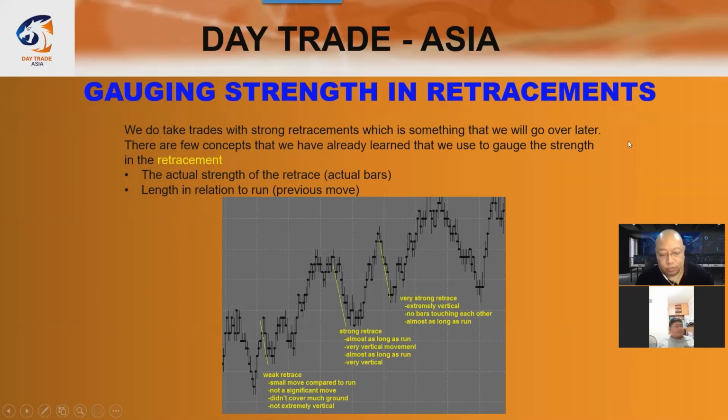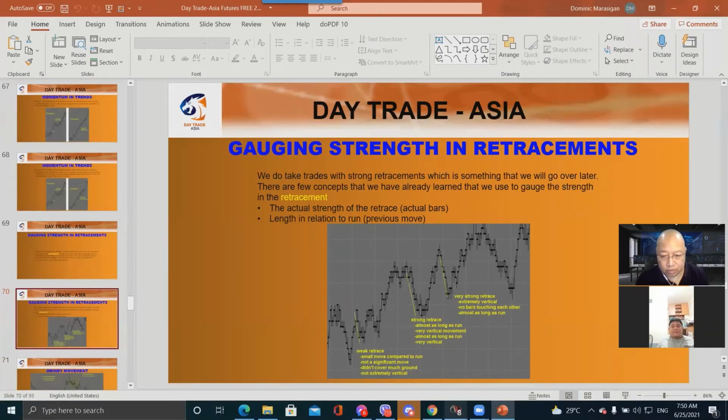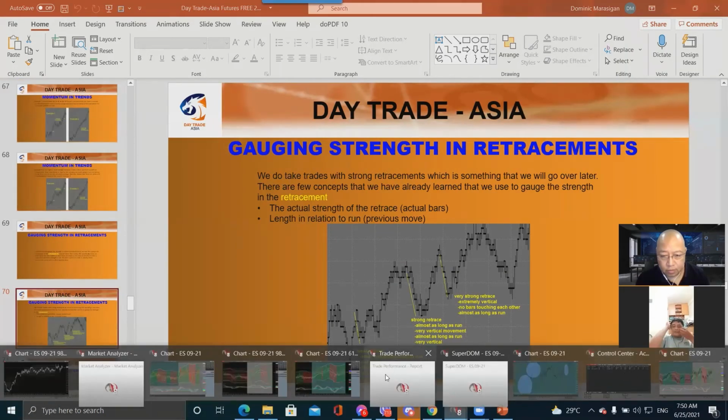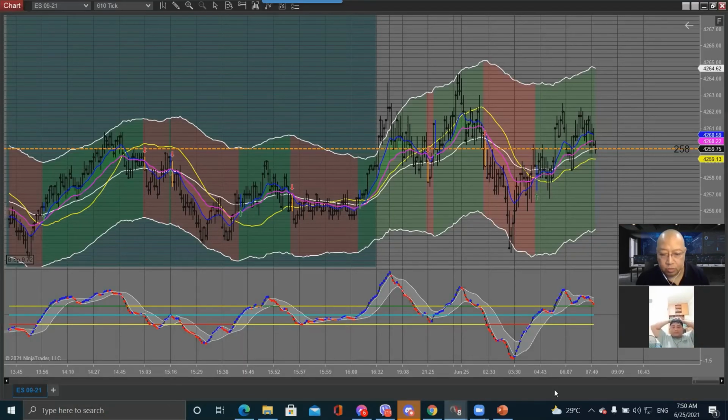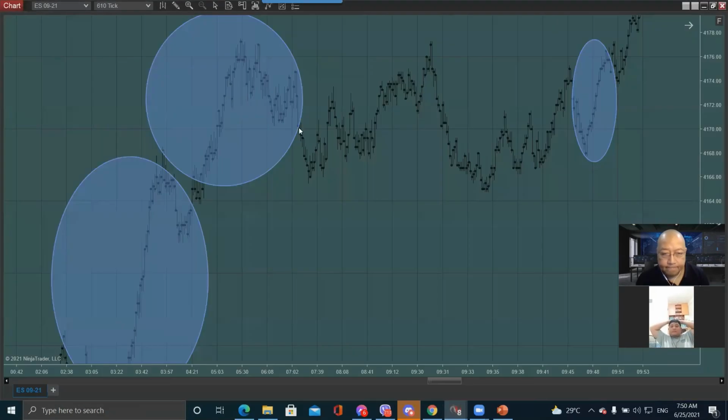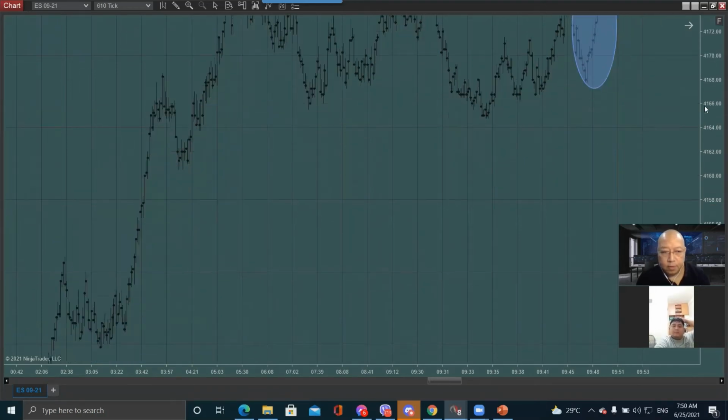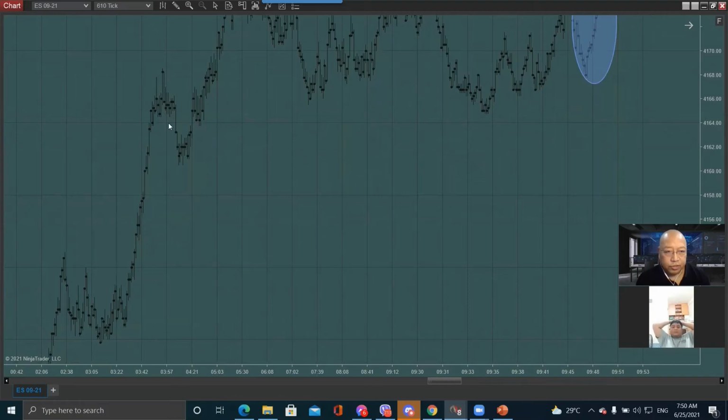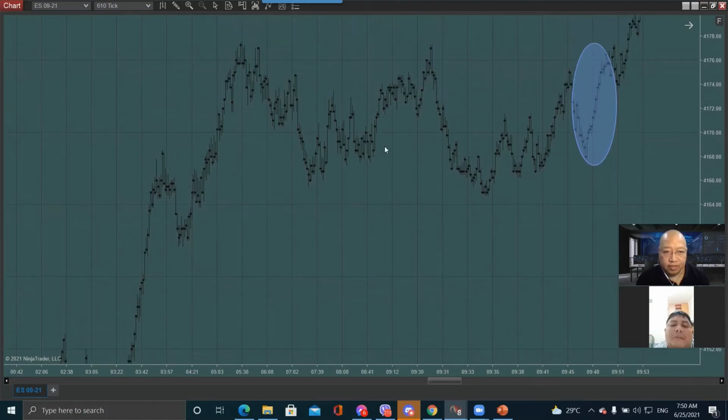So here, let me show you an example ng retrace chart ko. Here. So we determined the run is going up. So let's look at this. So here's a retrace right there. This basically consolidation there, it retraced. That's a strong retrace. Look at that bar, right? That's a strong retrace.